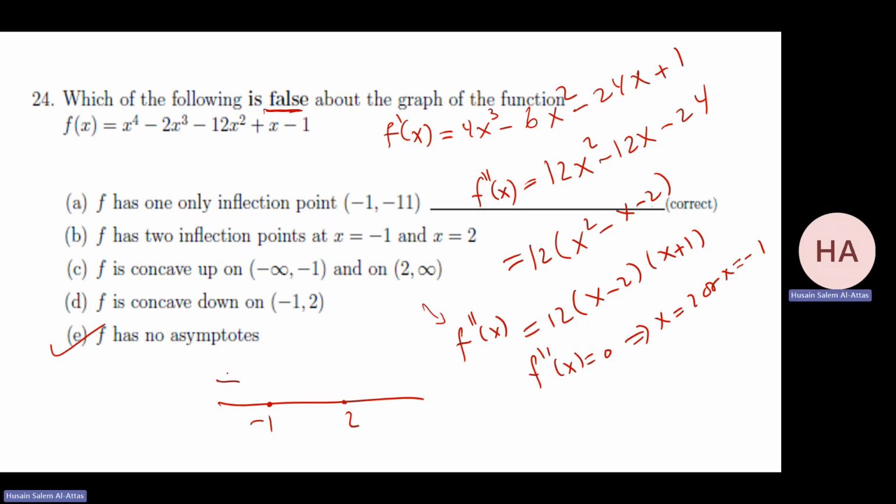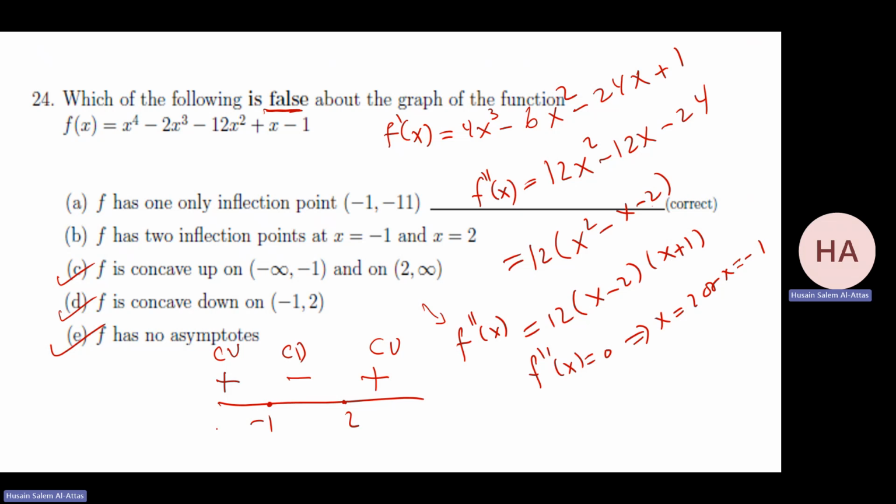Negative, that will be positive. 0, that will be negative. More than 2, that will be positive. So it's concave up, concave down, concave up. Concave down minus 1 to 2, correct. Concave up minus infinity to minus 1 and 2 to infinity, correct.